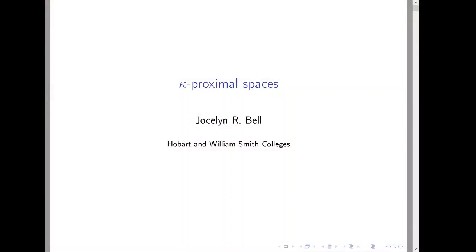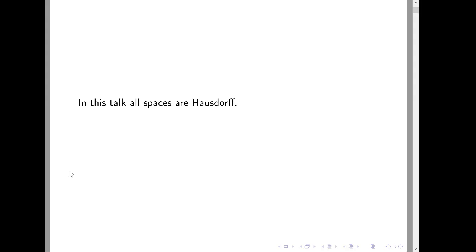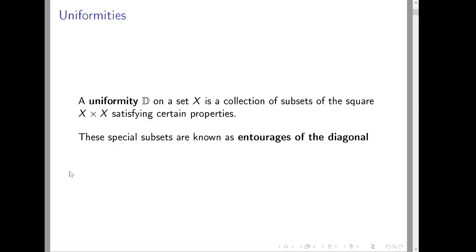All right, so first of all, all of my spaces today will be Hausdorff, and actually probably a little bit more than that. By more than Hausdorff, I mean they'll have a structure on them called a uniform structure. Just really quickly to give you an idea of how this works, a uniformity is a collection of subsets of the square of a space that satisfies certain properties, and an element of a uniformity is known as an entourage of the diagonal. So here's a picture.